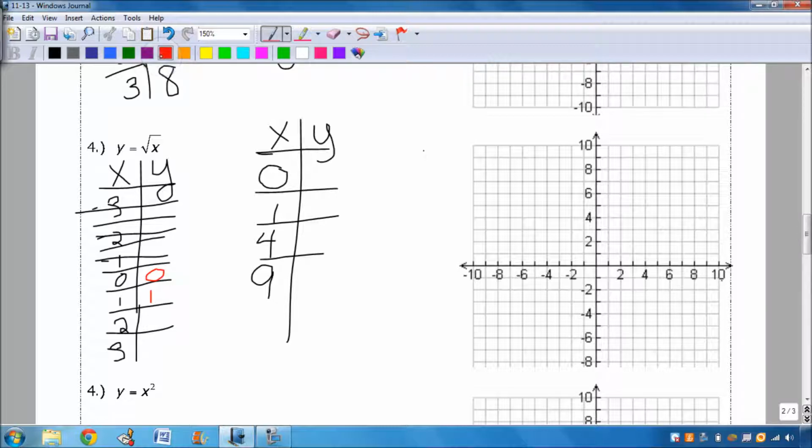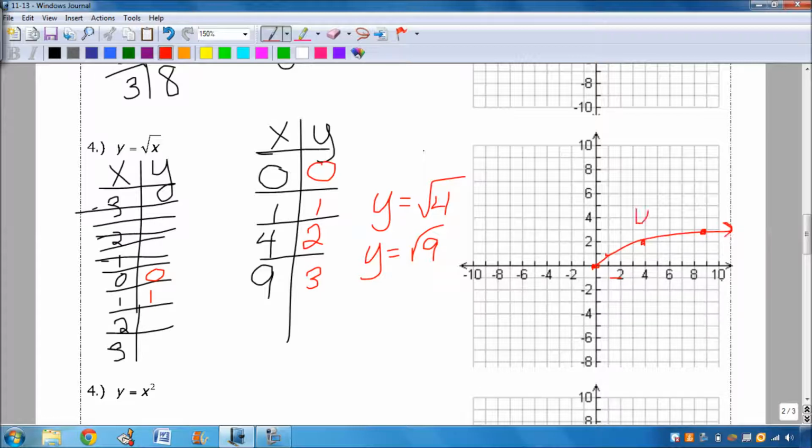Okay? So then when I figure this out, well, the square root of 0 is 0. We already figured that out. The square root of 1 is 1. The square root of 4, so here y equals the square root of 4, so y equals 2. And here y equals the square root of 9, so y equals 3. So I'm going to go ahead and graph out these points. So 0, 0 will be right here, 1, 1 will be right here, 4, 2 will be right there, okay? And then 9, 3 will be right here. So that way when you graph it all out, this is what your square root function looks like. So you end up getting y equals the square root of x right there.